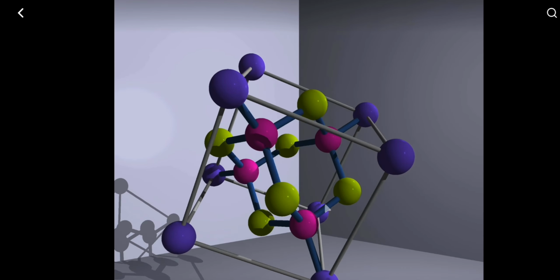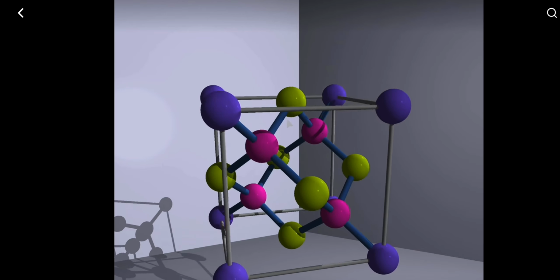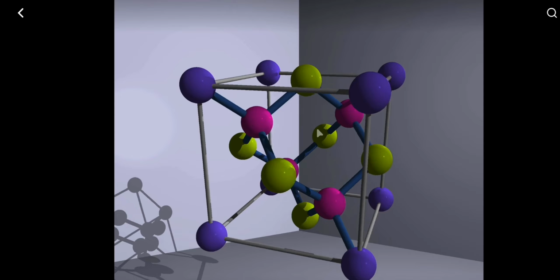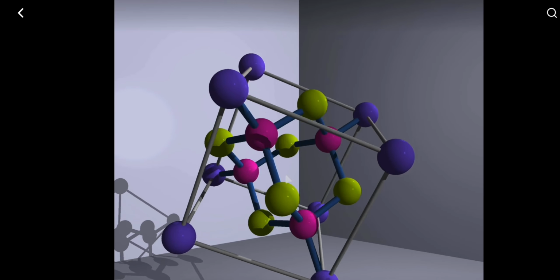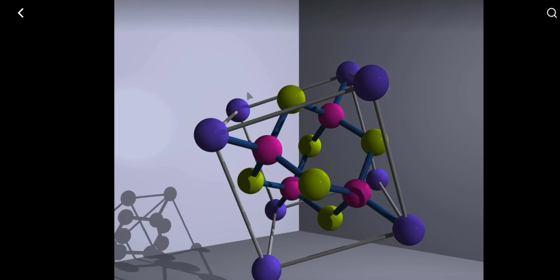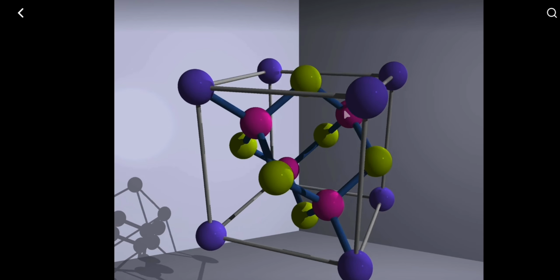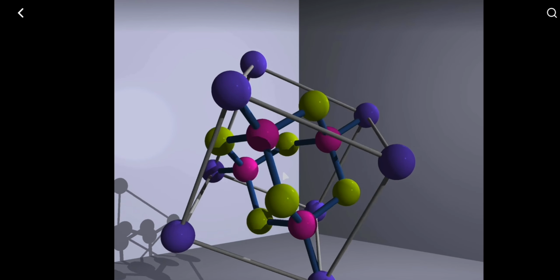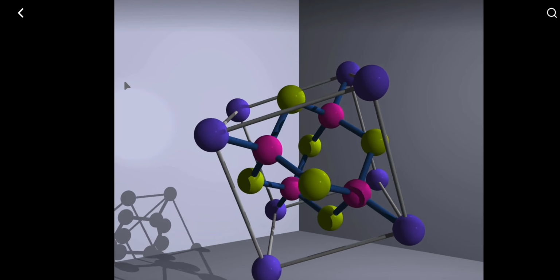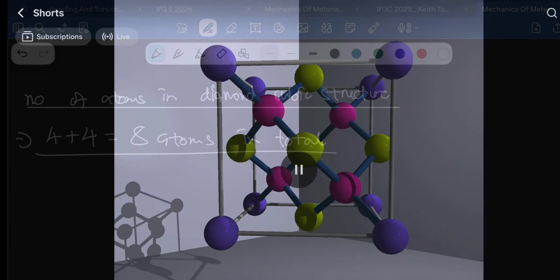So this atom is connected to 4 things, and this atom over here is connected to 4 other things. This atom is connected to 4 other things. So this is basically what a diamond cubic structure is. The boring thing about this is that we just know certain things about this. I'm going to talk about that in a little bit, what we mean by we just know certain things.